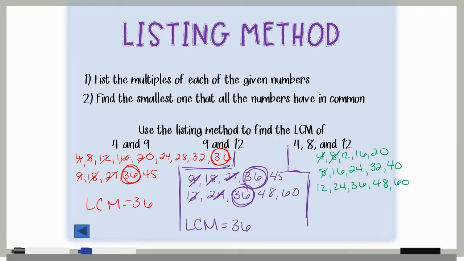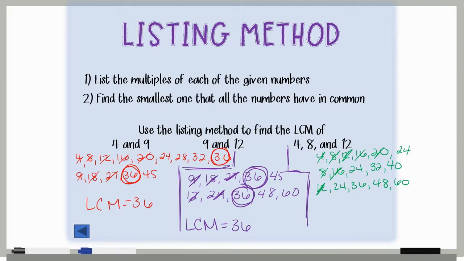So I can cross out my 4s and my 8s. 12 doesn't work because it's not a part of the list for 8. So even though 4 and 12 have 12 in common, it won't work because it's not in the 8 list. Alright, 8 and 4 both have 16, but that won't work because it's not a part of the 12 list. 20 isn't a part of anybody's list except for 4. And now I'm out of numbers, so I'm going to go ahead and add my next one.